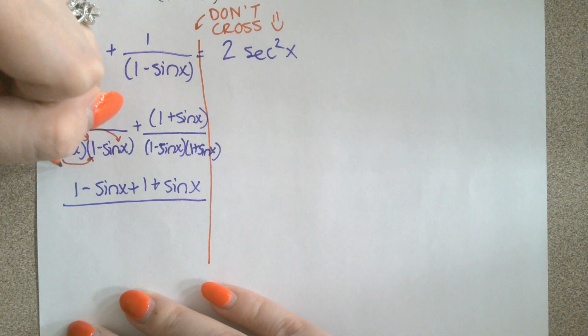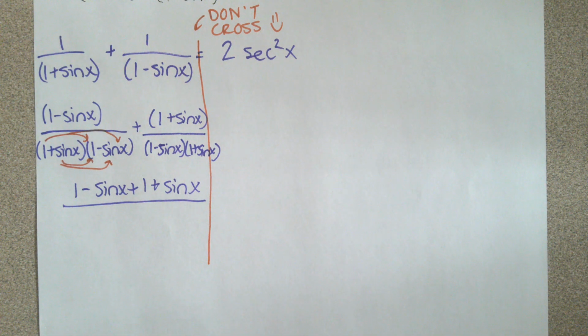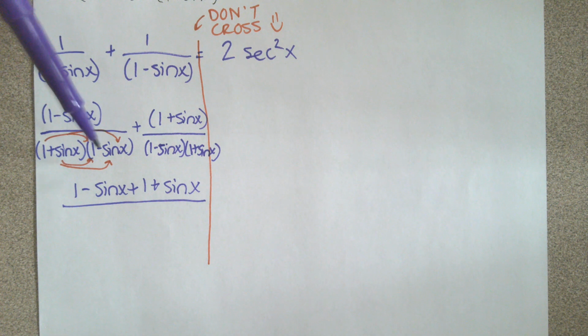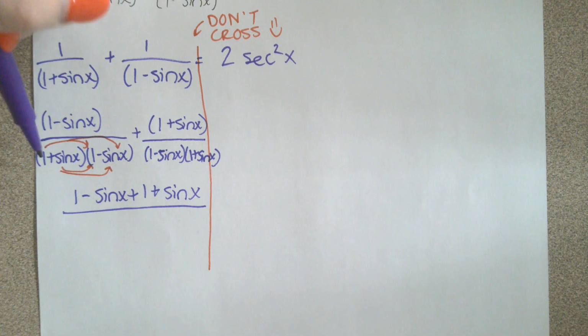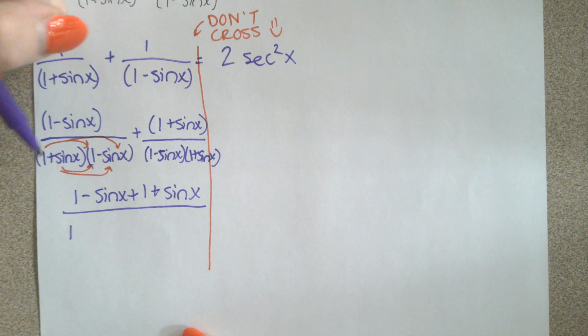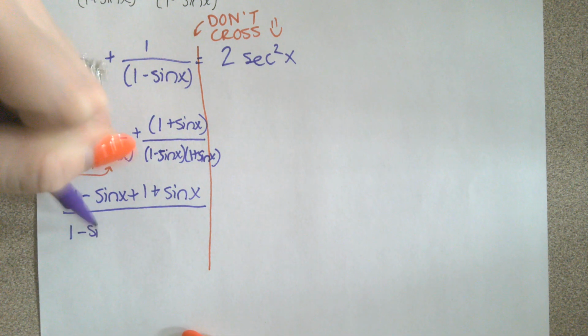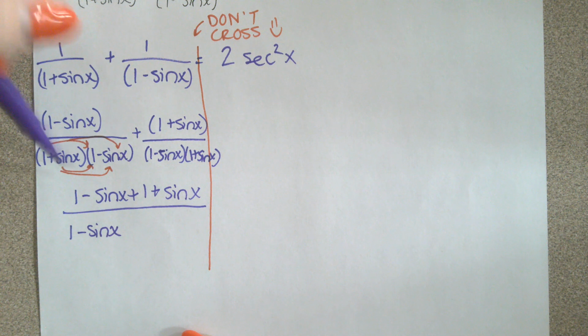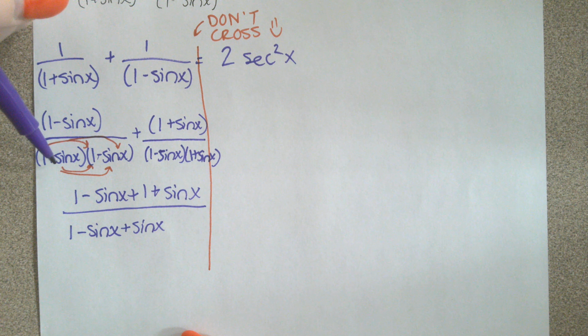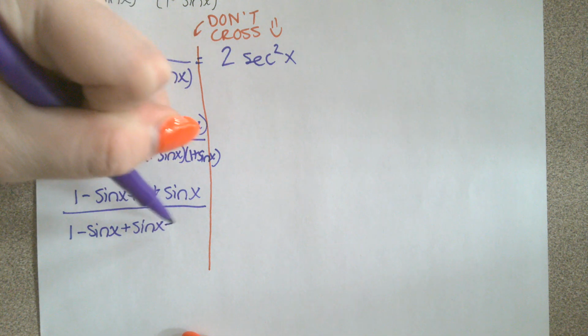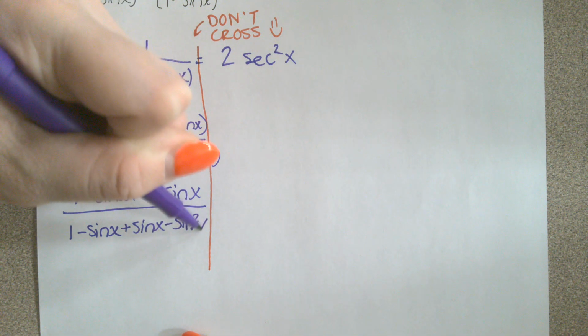If you recognize what this is, you could actually get an answer pretty quickly. This is a difference of squares set up. So I can already imagine what my answer will be, but if you don't catch it, that's fine. 1 times 1 is 1. 1 times negative sine is negative sine x. Sine times 1, that's just going to be sine x. And then positive sine times negative sine, that's negative sine squared x.